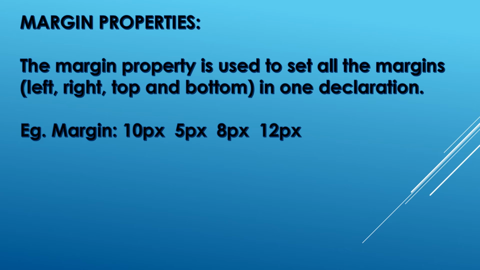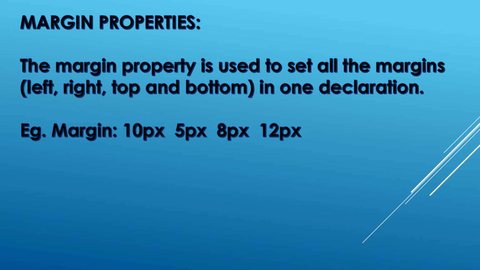Margin properties. The margin property is used to set all the margins, that is top, left, right and bottom, in one declaration. If you write the margin property as, then the top and bottom margins are 20 px, right and left are 15 px. If we specify the margin property as, it means that all the margins are set to 15 px.